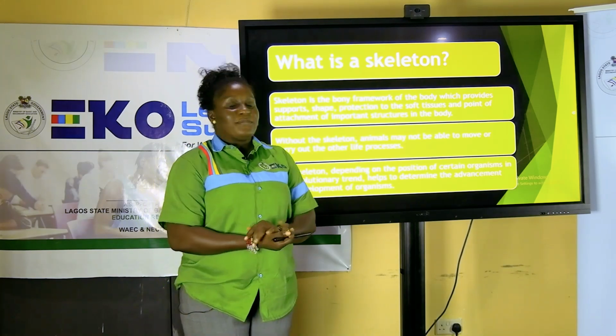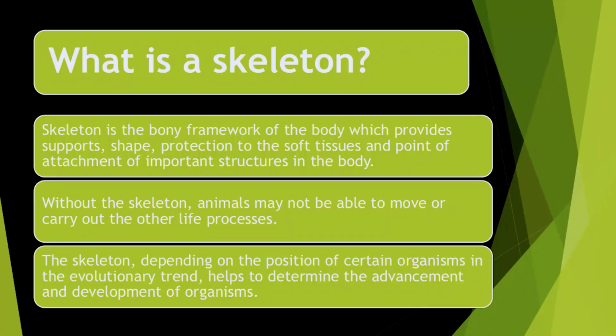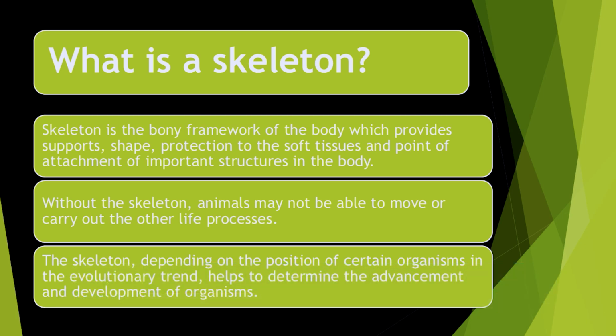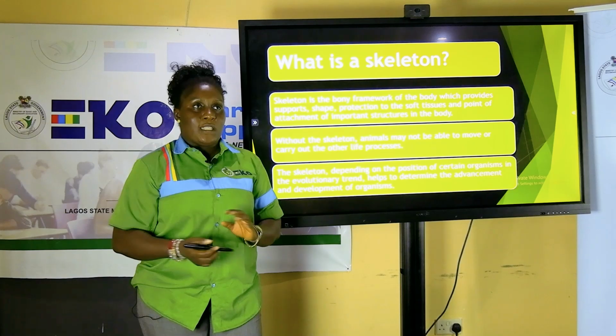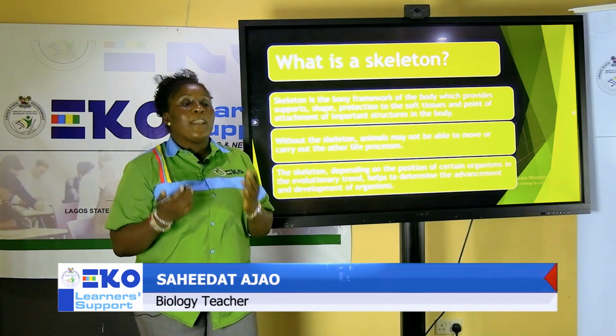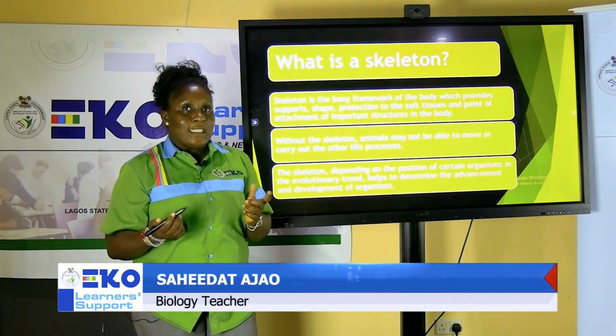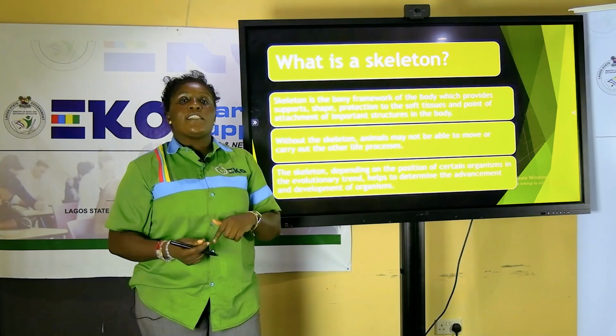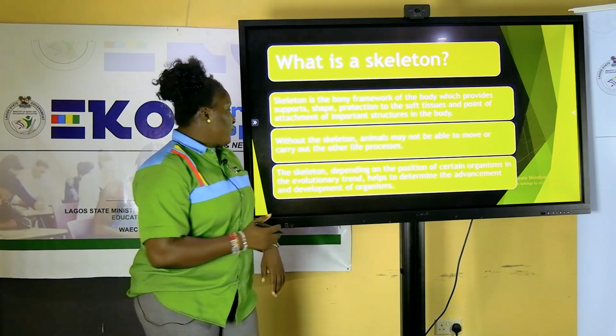What is skeleton? Skeleton is the bony framework of the body which provides support, shape, protection to soft tissues, and points of attachment of important structures in the body. Without this skeleton, animals may not be able to move or carry out what? Life processes. Don't forget, I said that without the pillar the house can't stand. The pillar is the support. It's the same function as skeleton. Skeleton also supports humans to move.